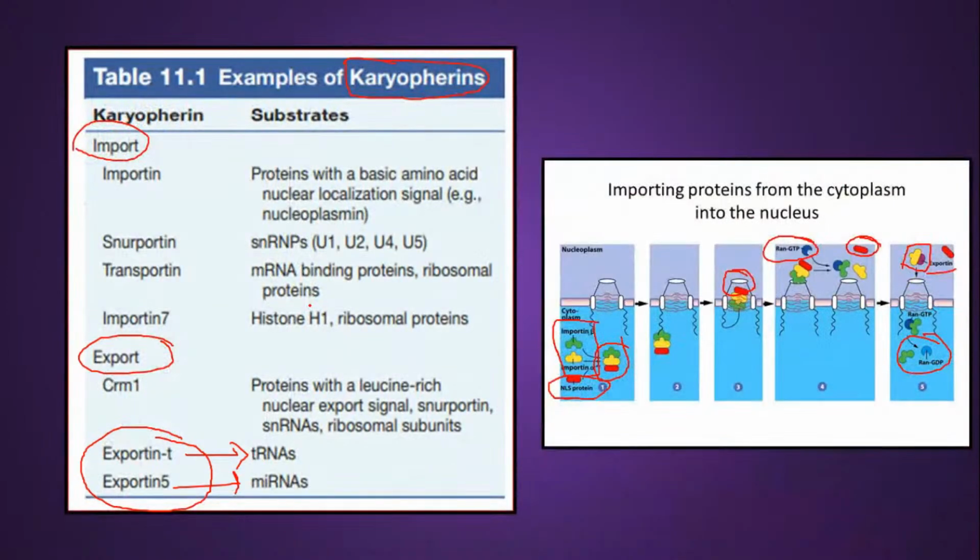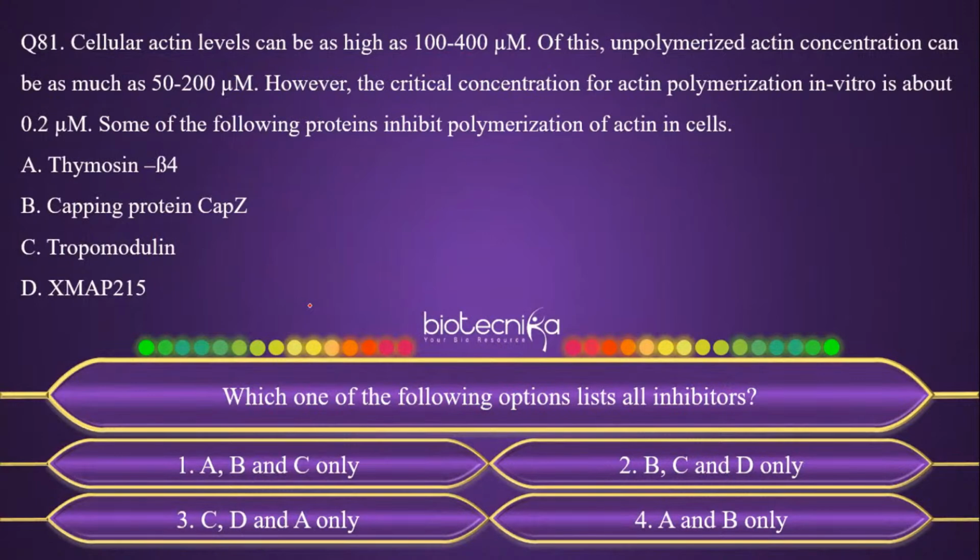Yes. So here is the next question for you. Cellular actin levels can be as high as 100 to 400 micromolar. Of this, unpolymerized actin concentration can be as much as 50 to 200 micromolar. However, the critical concentration for actin polymerization in vitro is around 0.2 micromolar. Which of the following proteins will inhibit polymerization of actin in cells?